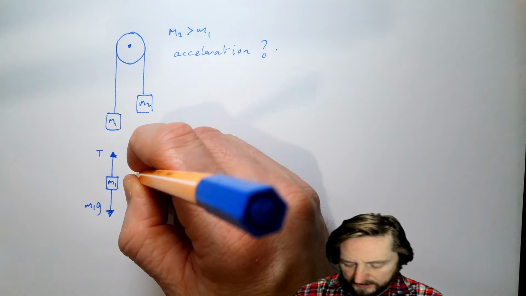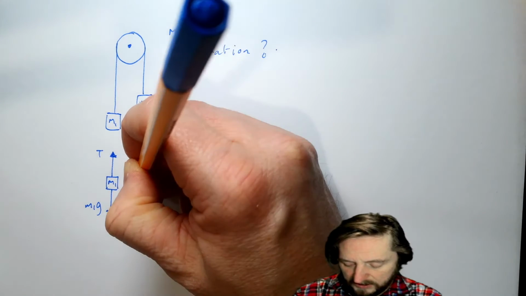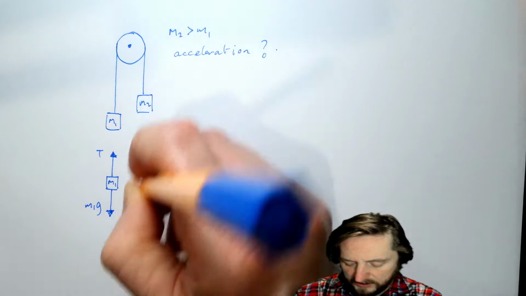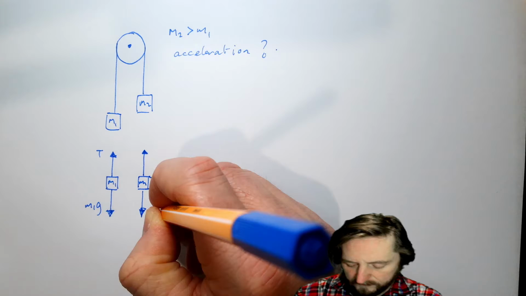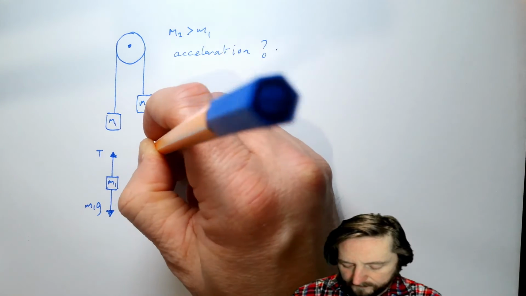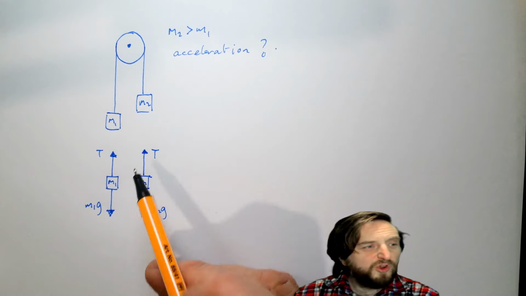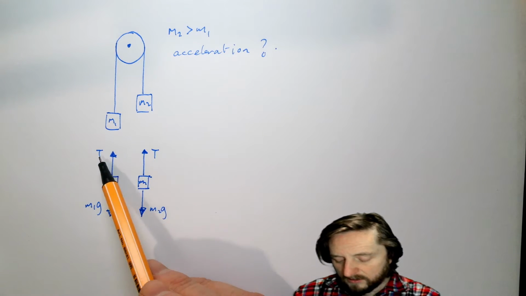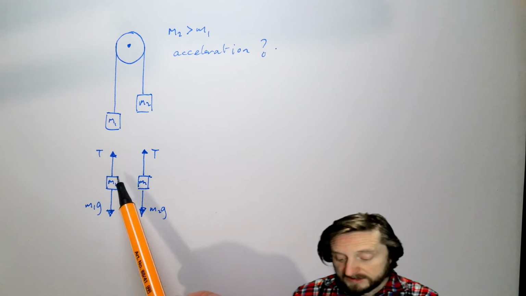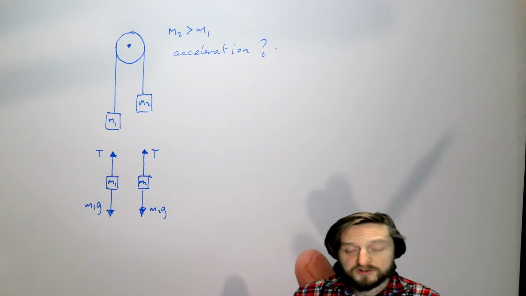And then for the other mass, we would have M2. It would have tension pointing up, and its own weight pointing down. Okay, so notice that I have not called these T1 or T2.